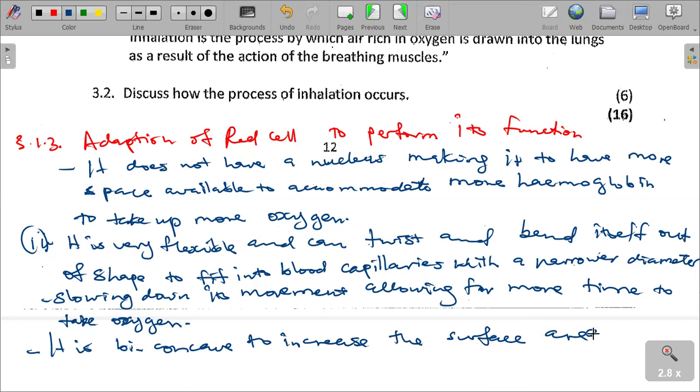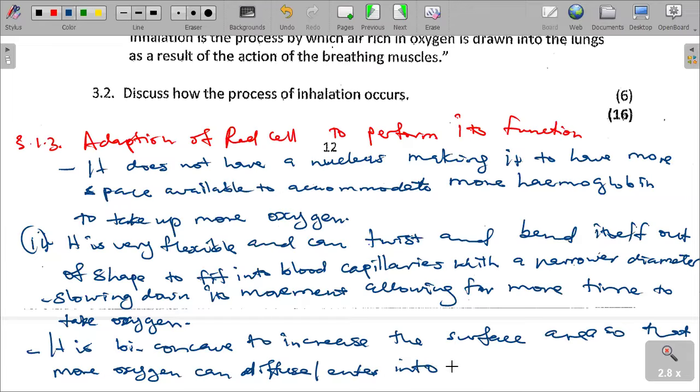Surface area so that more oxygen can diffuse or enter into red blood cells. So that is the adaptation of the red blood cell to perform its function.